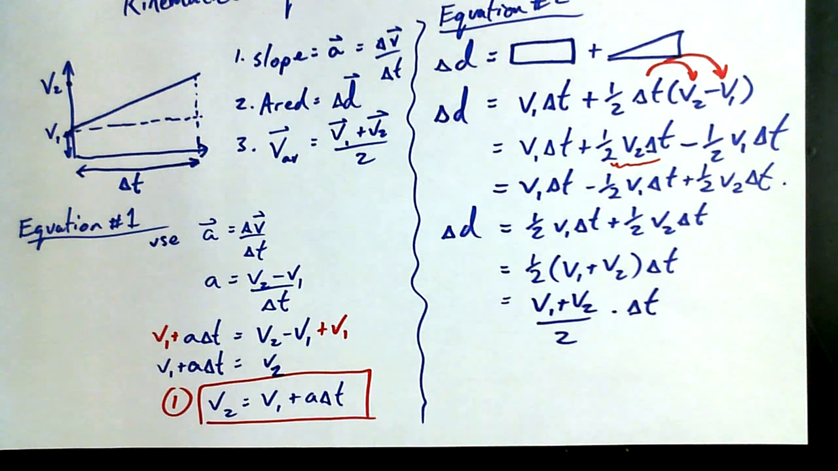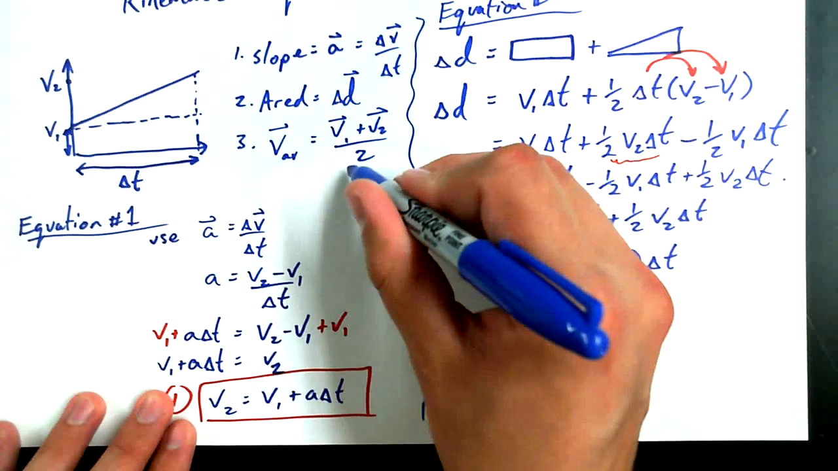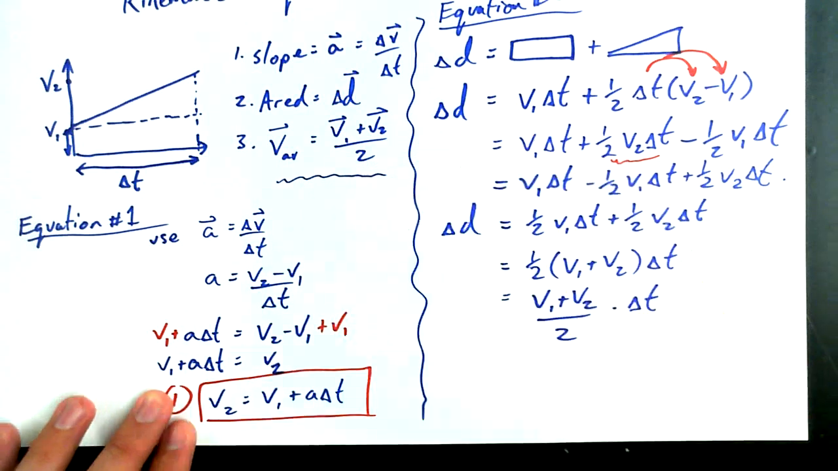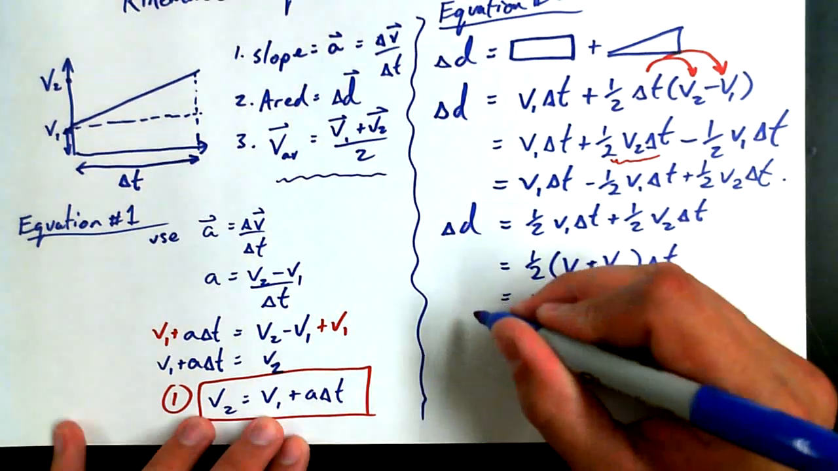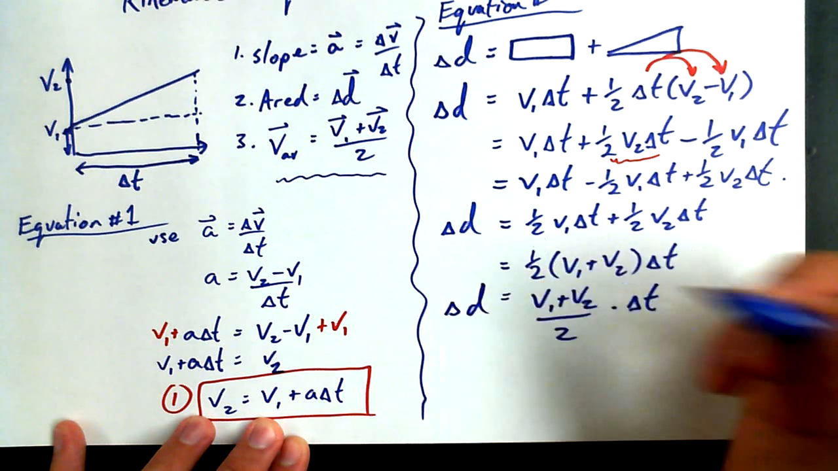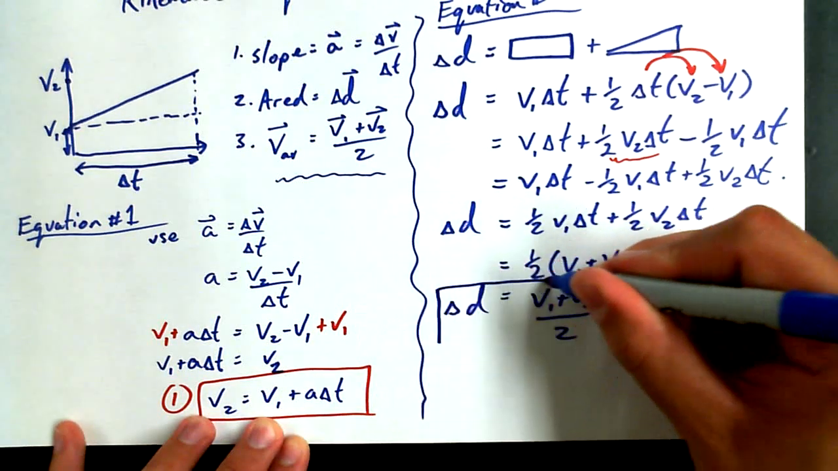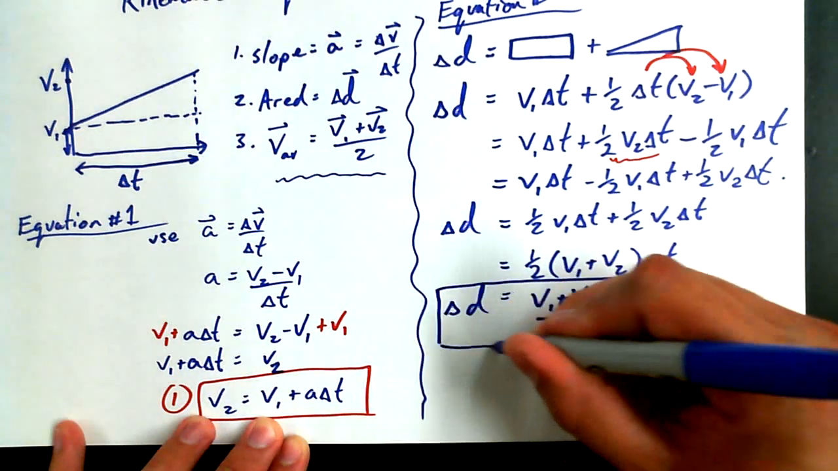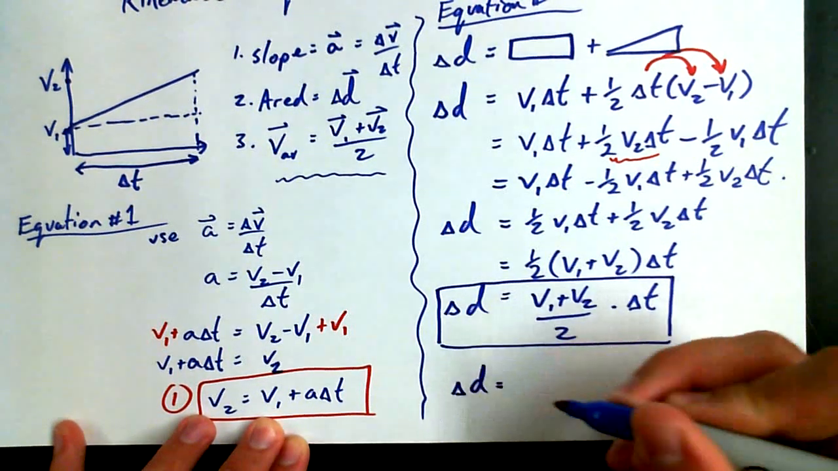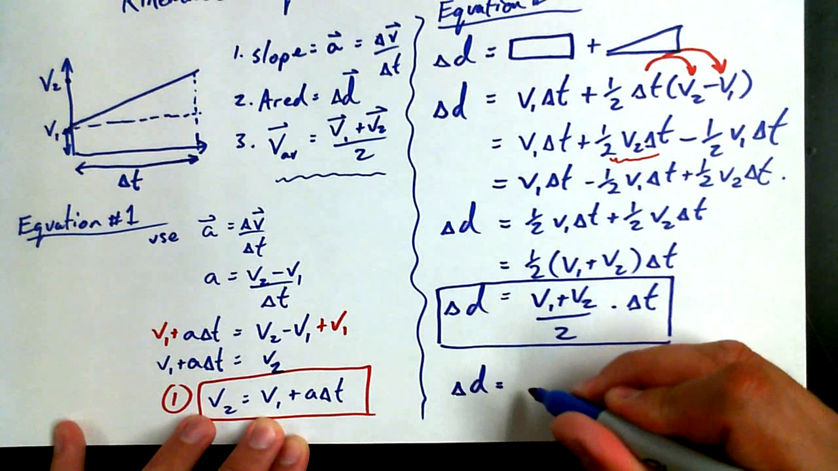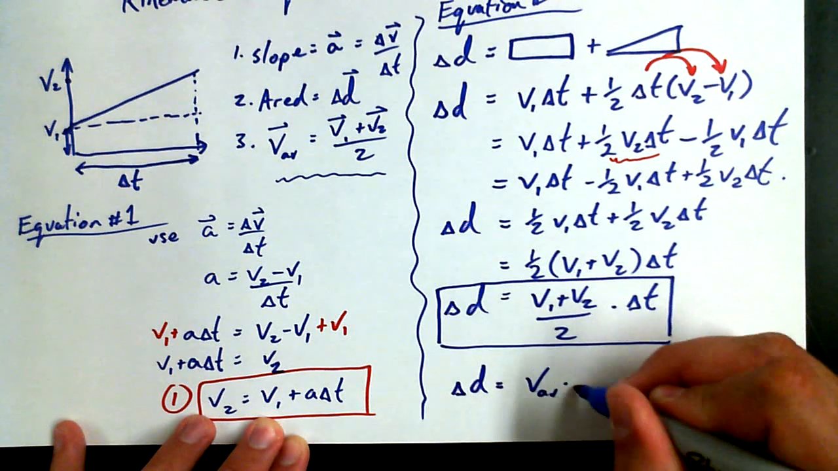And now, does V1 plus V2 over 2 look familiar to you? Have you seen it anywhere else on this page? Yeah? It's the average velocity. It's this guy right up here. We talked about it previously. V average is V1 plus V2 over 2. And so now I could say delta D could be written as V1 plus V2 over 2 times delta T, or we could simply say, if somebody tells you the average velocity, delta D is equal to V average times delta T.